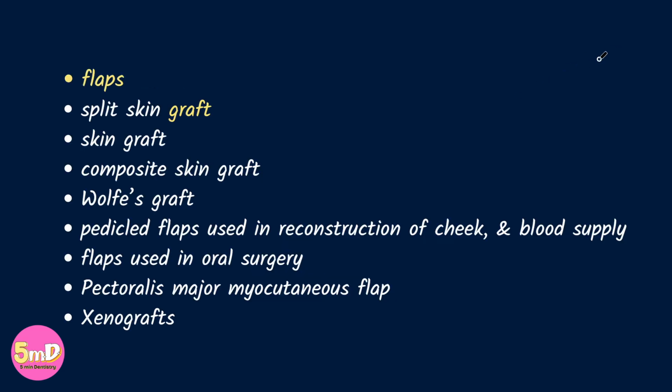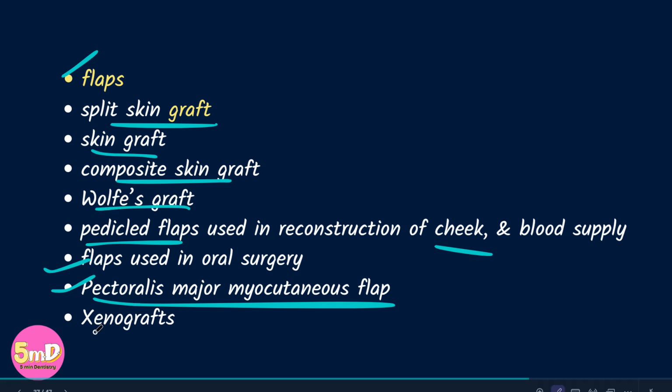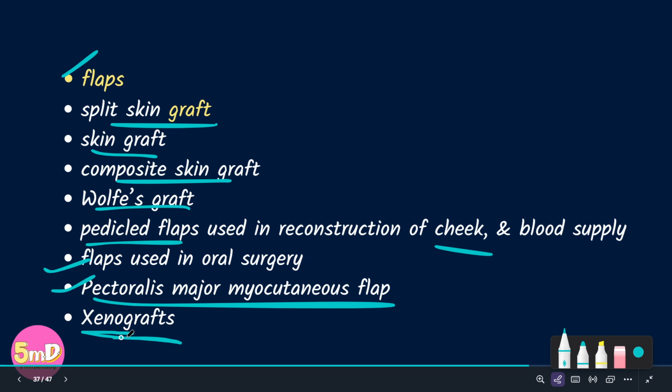Reconstructive surgery is the next topic. Here you have flaps and grafts. In flaps, you have pedicle flaps used in reconstruction of the cheek and its blood supply, flaps used in oral surgery, and pectoralis major myocutaneous flap. In grafts, you have skin graft, split skin graft, composite skin graft, Wolfe's graft, which is a full thickness graft, and a xenograft. It could be a bone graft or skin graft, but it is taken from a species other than human beings.